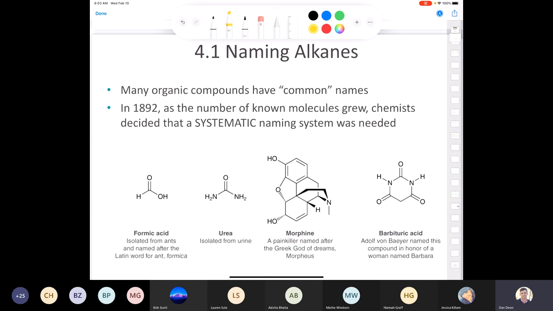If you just look at these four molecules here, you see we have formic acid. Now, where does that name come from? It doesn't come from any kind of systematic name. It's actually named after the Latin word for ant, formica. Urea is isolated from urine, so it's kind of easy to see the connection there. But then you get into some that are a little more interesting, like morphine. Where does that name come from? Well, it's actually named after the Greek god of dreams, Morpheus. And barbituric acid is even funnier. It was named by Adolf von Bayer, who discovered it, and he simply named it after a woman named Barbara, in honor of her, I guess. I think he was just infatuated with her, is what I read.